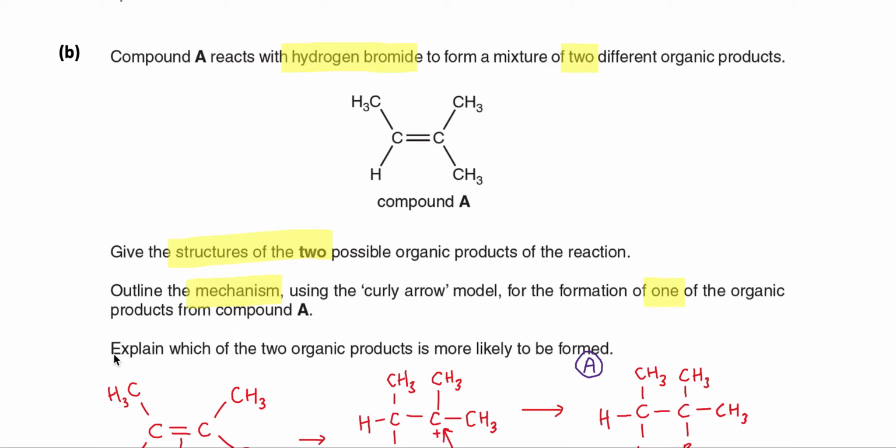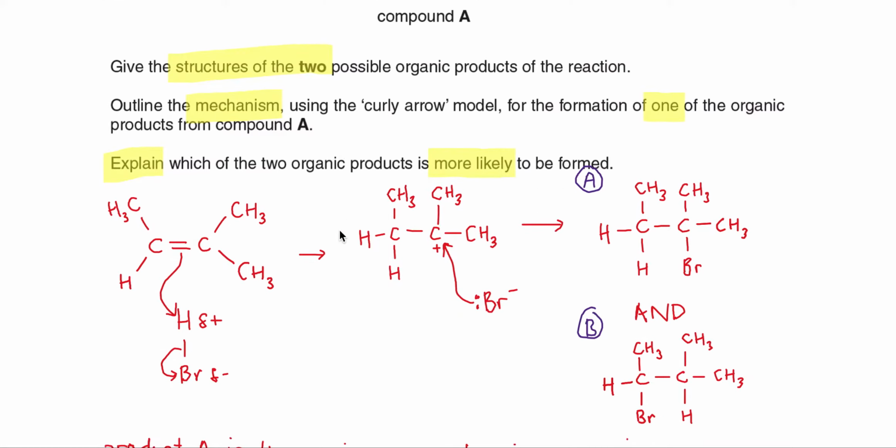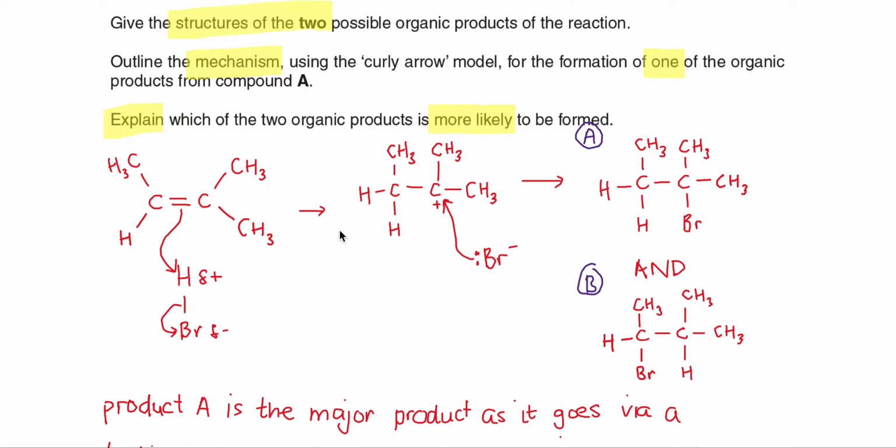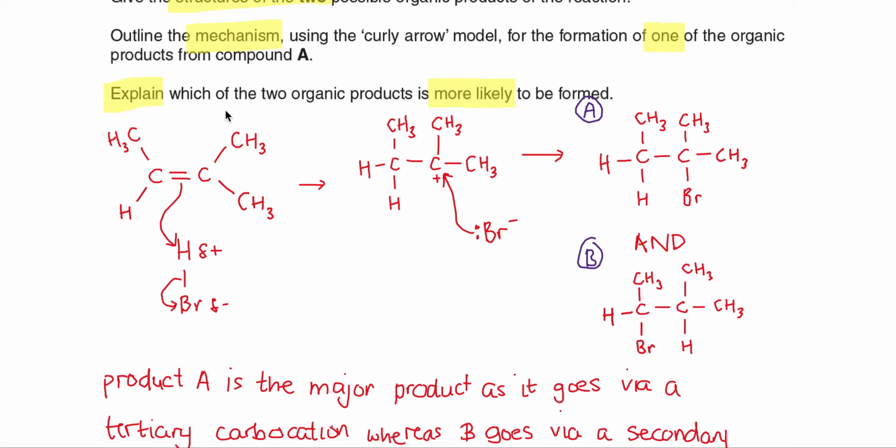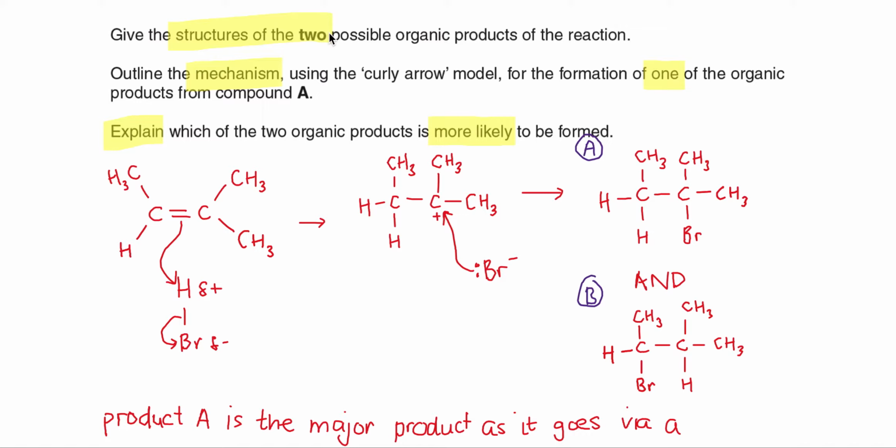And then it says to explain which of the 2 products is more likely to form. So by that, it means which one's the major product, which one's going to be the one that is more likely to form. So what I'm now going to run through is where you can pick up marks. This is a 6-mark question, but there are more than 6 marks up for grabs. So I'm going to run through all the possible marks that you can have. So I'm going to start off by doing the mechanism part, which is this part here.